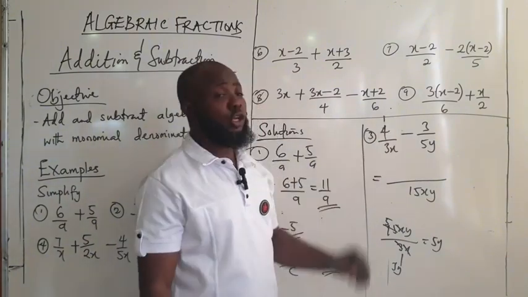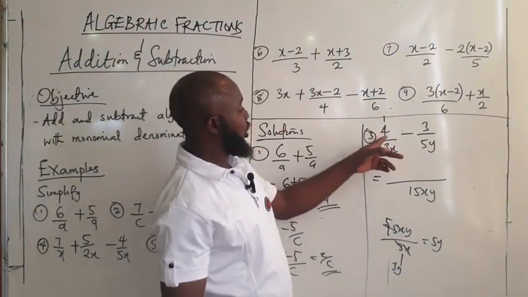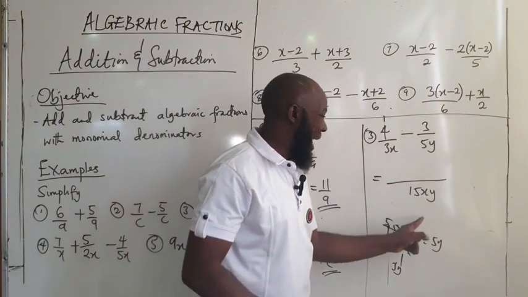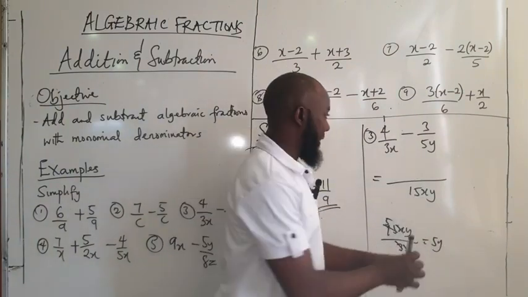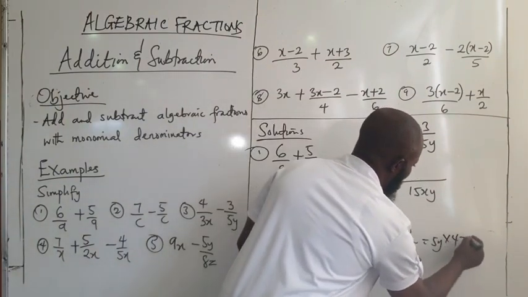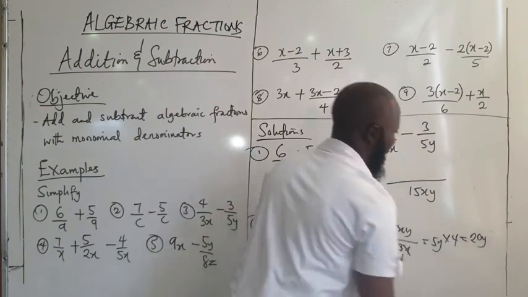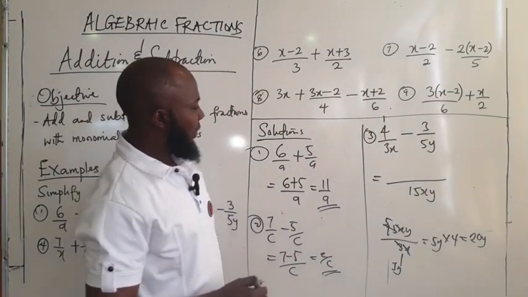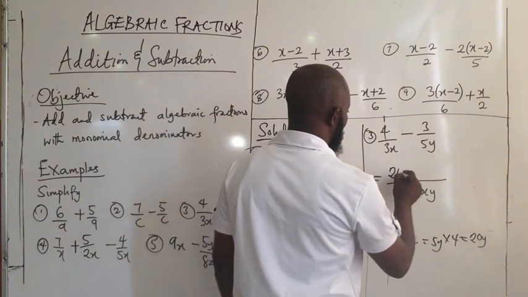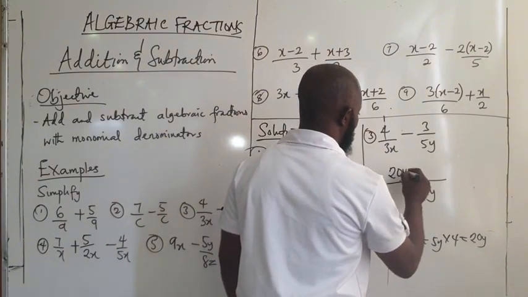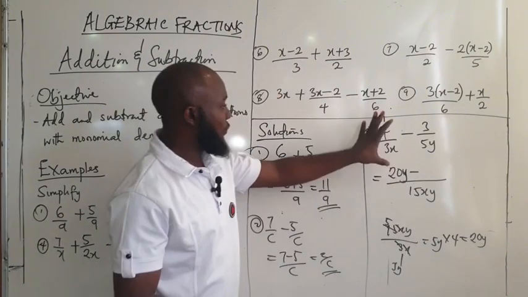The next is the numerator. What are we going to do with the numerator? We are going to use the numerator to multiply our answer, which is 5y times 4. This will give us 20y. I hope I'm making sense. So that means we're going to have 20y here, minus. We are done with the first fraction.